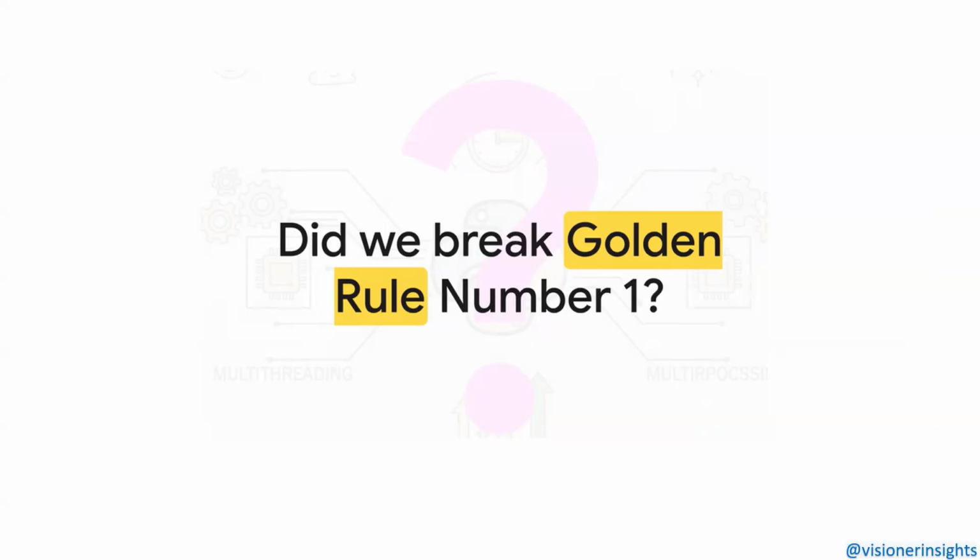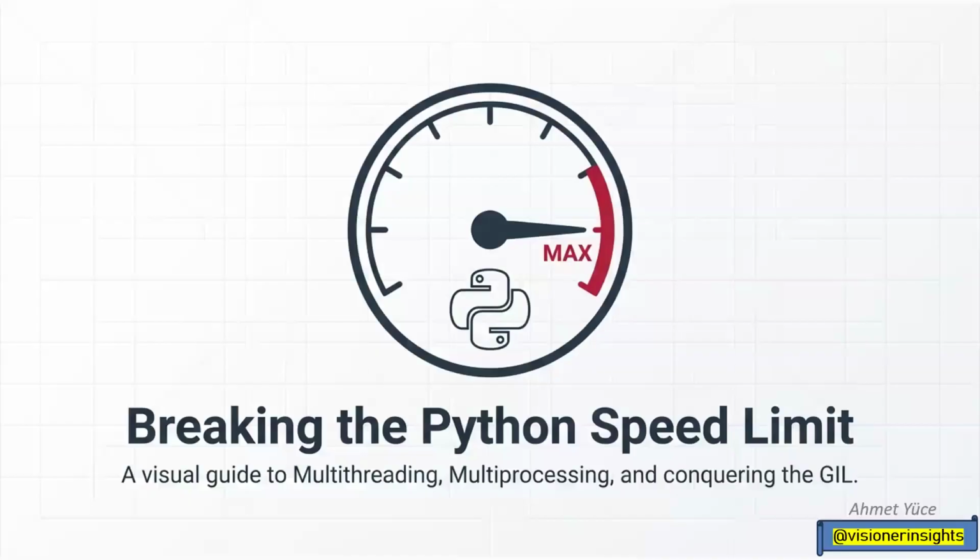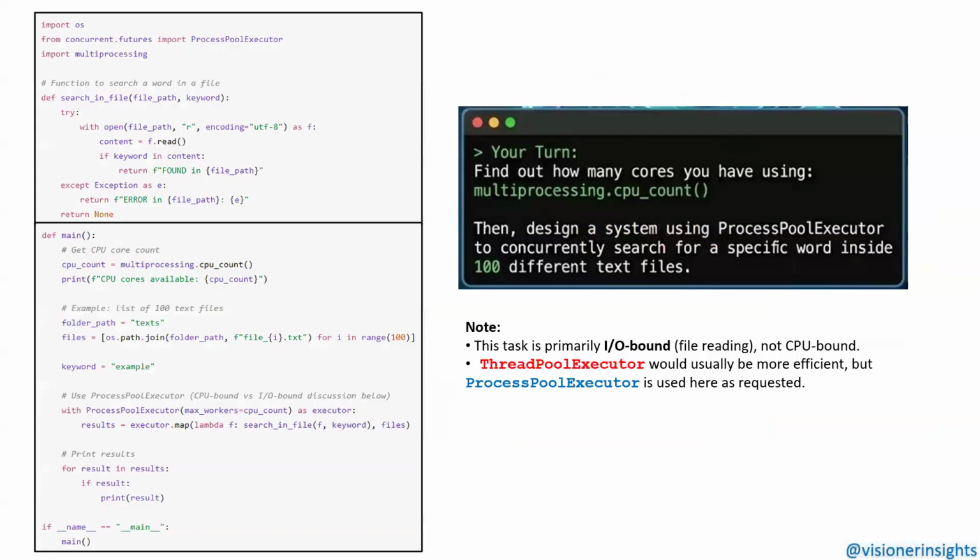So I'm going to leave you with this provocative thought to go test on your own machines. How much faster would that exact same 100-file challenge run if you swapped that one single word to ThreadPoolExecutor? Go run the experiment, check your execution times, and master those invisible speed limits.